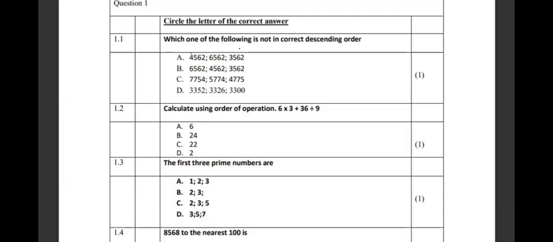This is 4, 5, 6, 2. 6, 5, 6, 2, 3, 5. So from a 4 to a 6 to a 3, this is out. Let's see, we have 6, 5, 4, 5, 3, 5. 7, 7, 5, 7, 4, 7. Okay, 3, 3, 5, 2, 3, 3, 2, 6, 3, 3. Okay, so all these three are correct, but this one is wrong. So it's either you circle it that way or you just write the letter A.